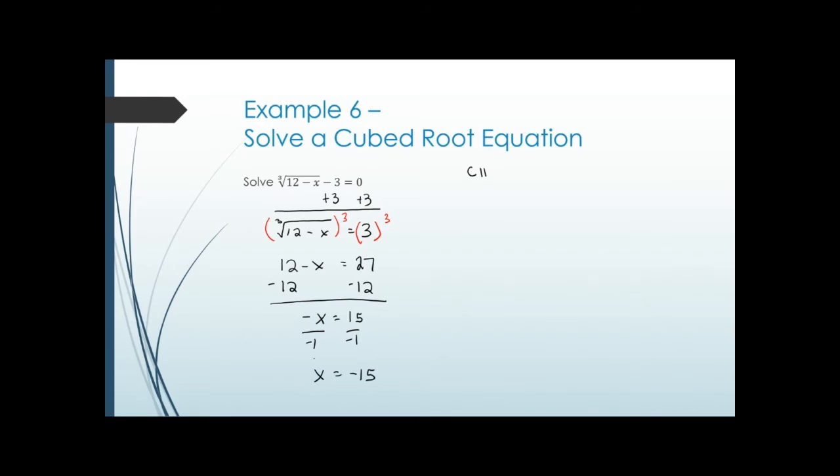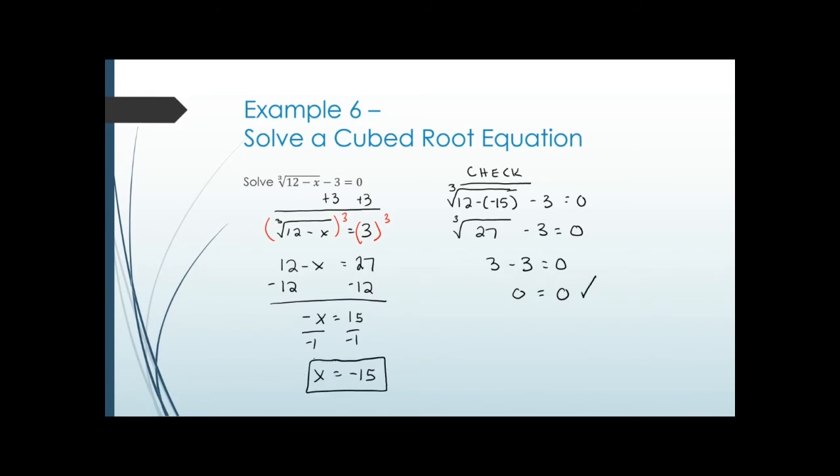Now we need to check our answer. So I need to plug this into our original problem. The cubed root of 12 minus -15, minus 3, equals 0. So 12 minus a -15, that's 12 plus 15, so that gets us back to 27. So the cubed root of 27 minus 3 equals 0. Cubed root of 27 is 3, so we get 3 minus 3 equals 0, which works out to 0 equals 0. So this checks out, and so that is our answer.